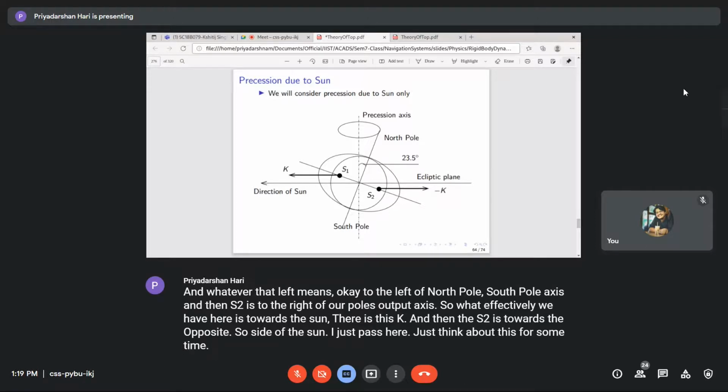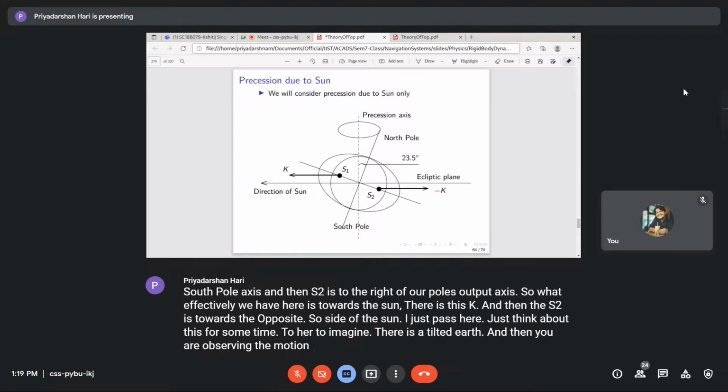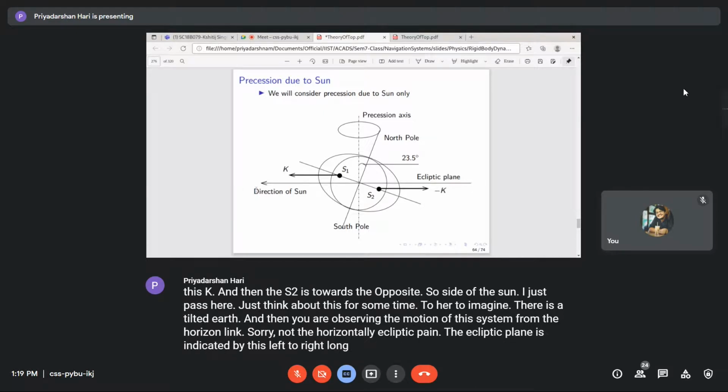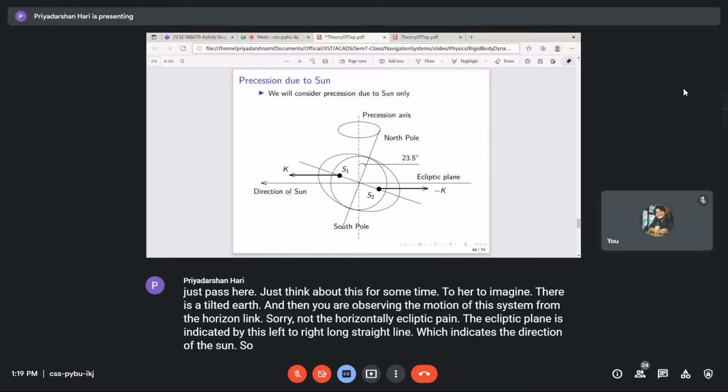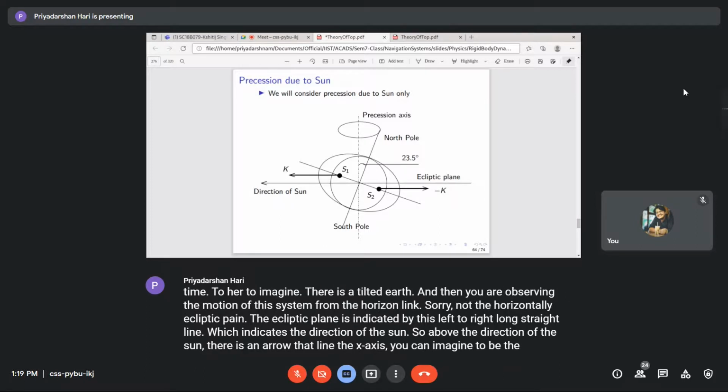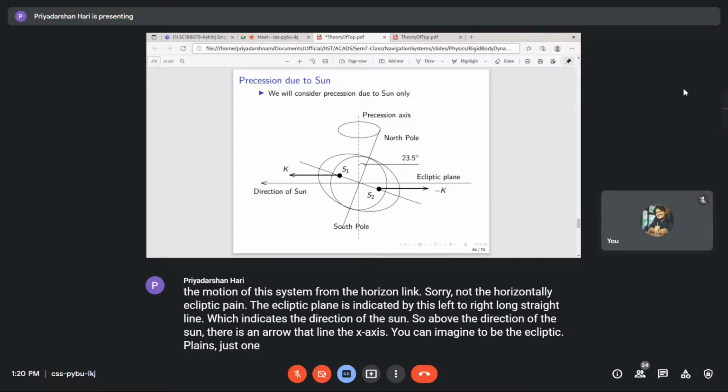So you have to imagine there is a tilted Earth, and then you are observing the motion of this system from the ecliptic plane. The ecliptic plane is indicated by this left to right long straight line, which indicates the direction of the sun. Above the direction of the sun, there is an arrow. That line, the x-axis, you can imagine to be the ecliptic plane. Just one line we are showing. So basically we are looking at the system from this angle.